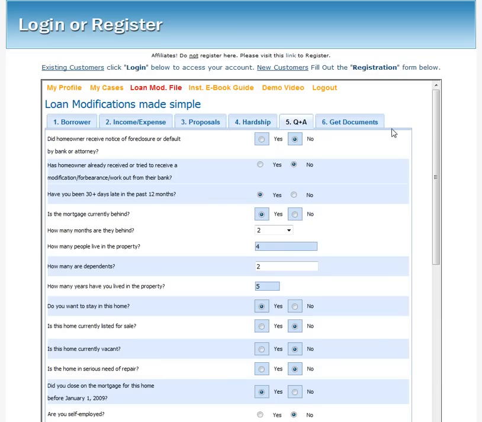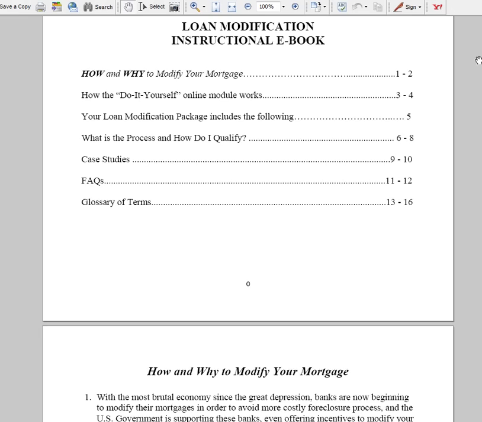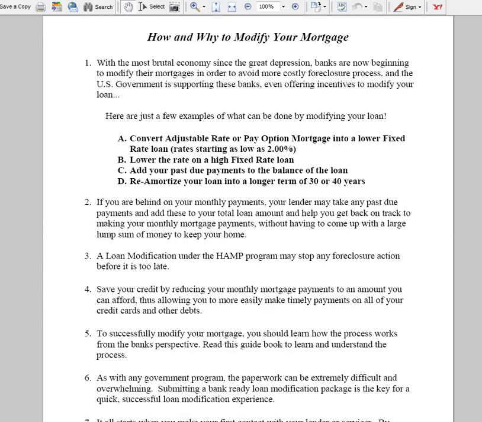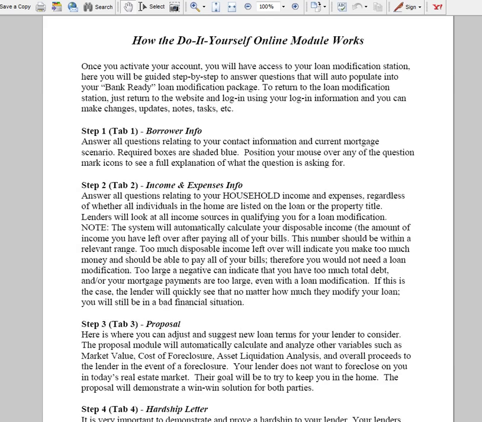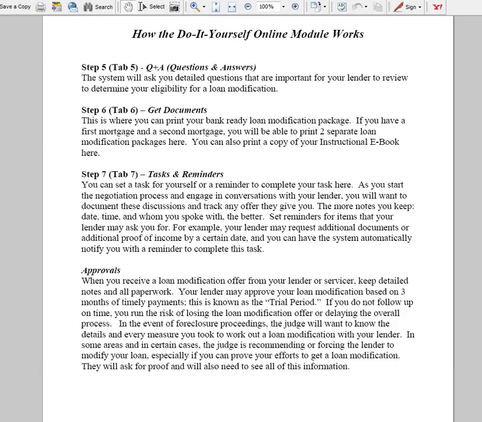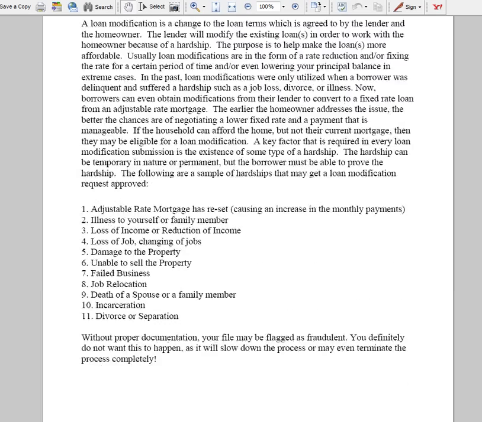The last tab is the Documents tab. Here you will be able to download your instructional ebook and bank-ready loan modification package. The instructional ebook goes into much more detail about every screen and every field. This is an amazing tool. In fact, after buying the software, before you do anything, carefully read this book.